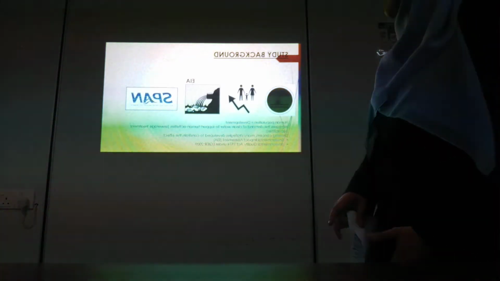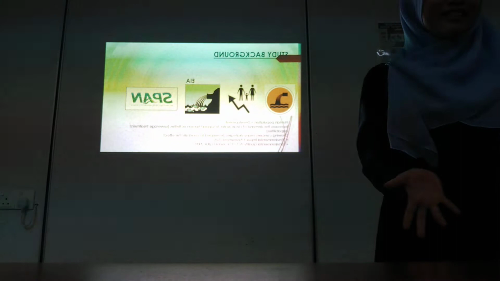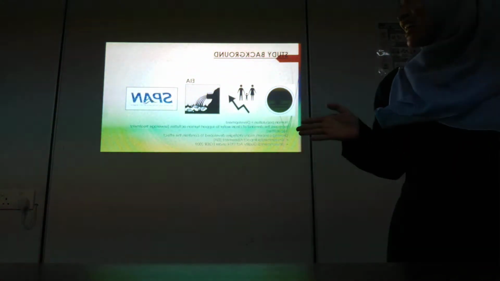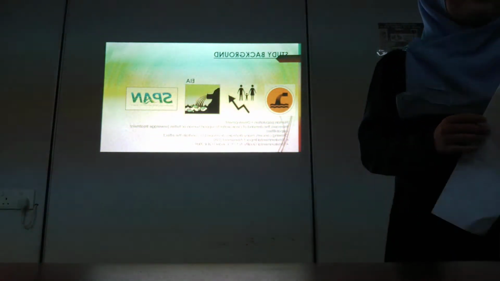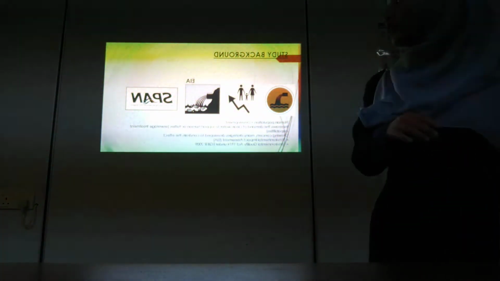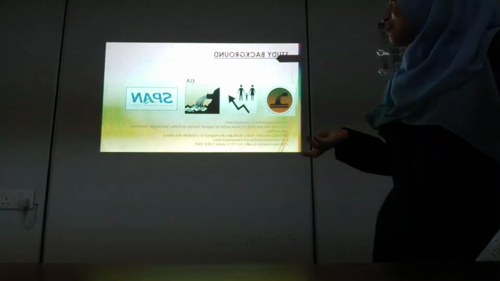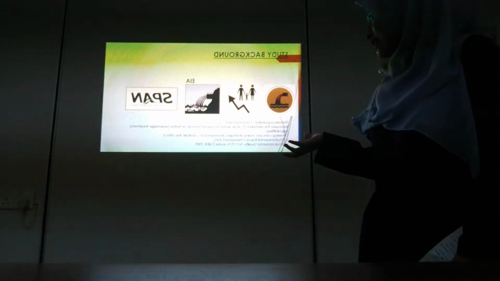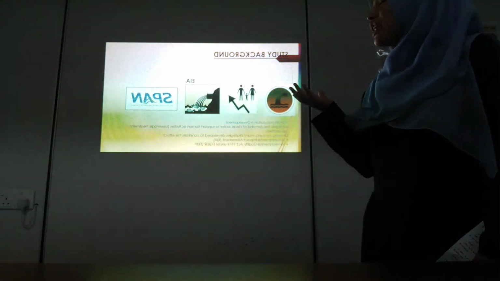For the study background, because the human population is increasing, development also increases. This increases the demand for clean water to support human activities and also for sewerage treatment capabilities. Many people are concerned about sewage treatment capabilities as development and housing areas increase.